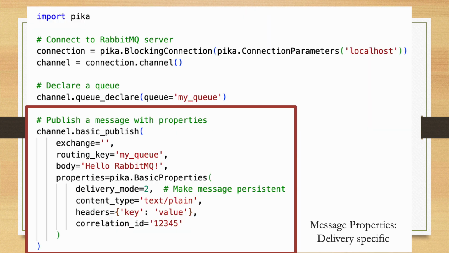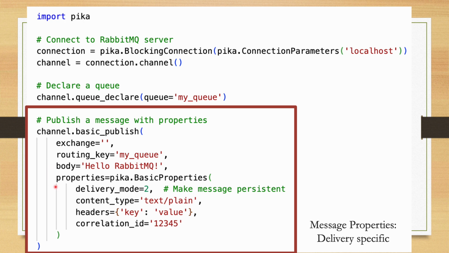This code demonstrates how to connect to a RabbitMQ server, declare a queue, and publish a message with properties using the Pika library. Let's break down the code. To publish a message to the queue, channel.basic_publish is used. The message is published to the my_q queue with the body hello RabbitMQ. Additionally, message properties are set using the properties parameter.